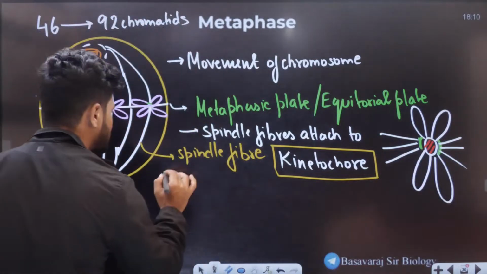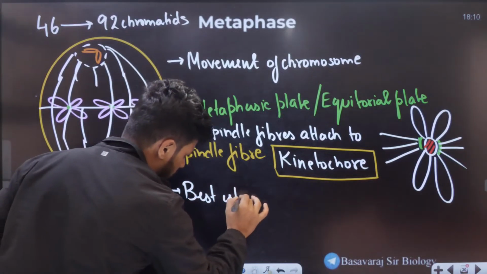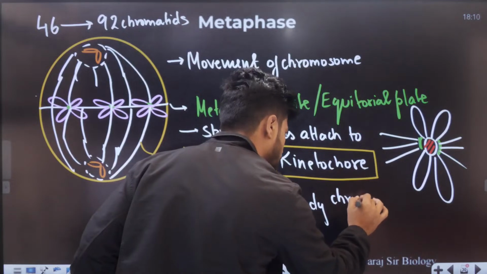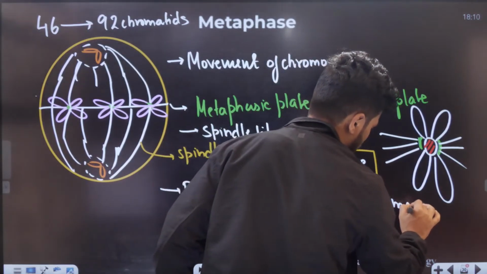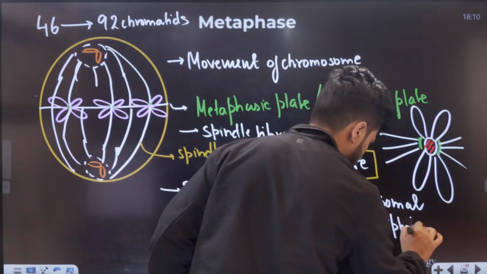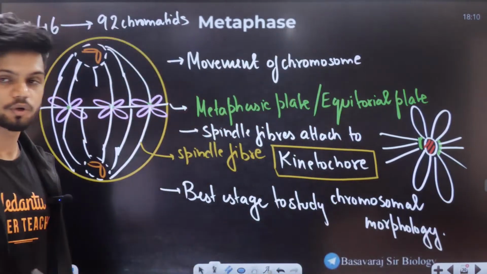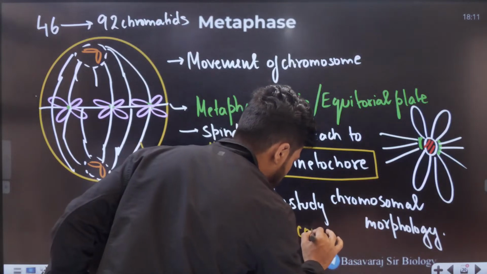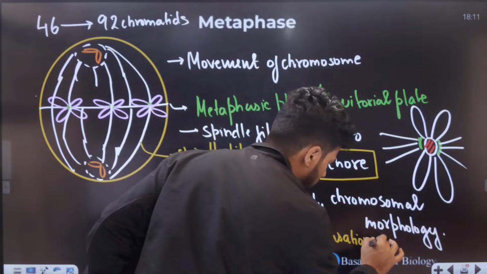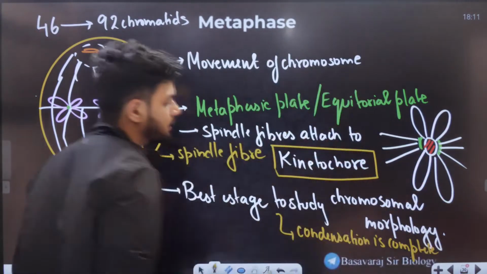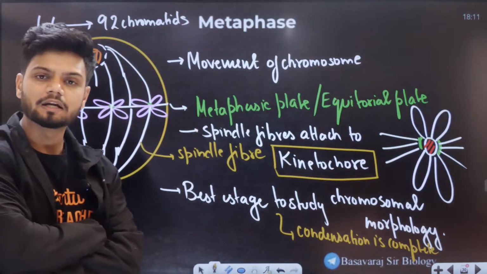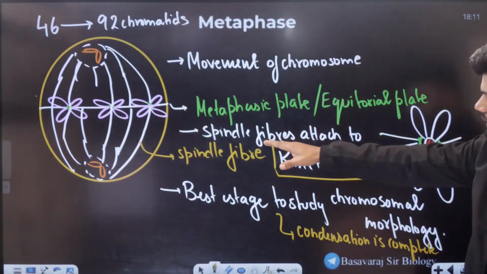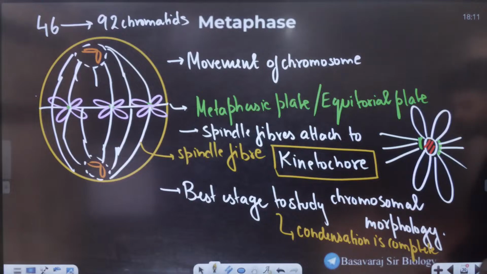And this is the best stage to study chromosomal morphology, because condensation is complete here, the entire chromosomes are condensed. Students, are you writing down these points? Yes or no? Movement of chromosomes, metaphasic plate or equatorial plate, spindle fibers attached to kinetochore, best stage to study chromosome morphology because condensation is complete.